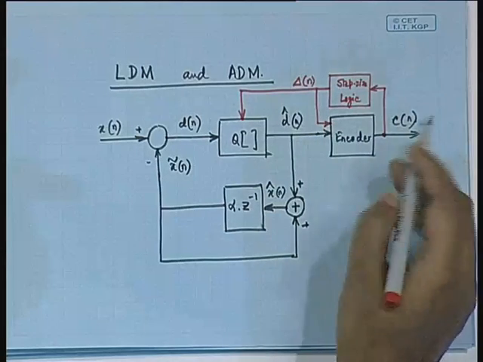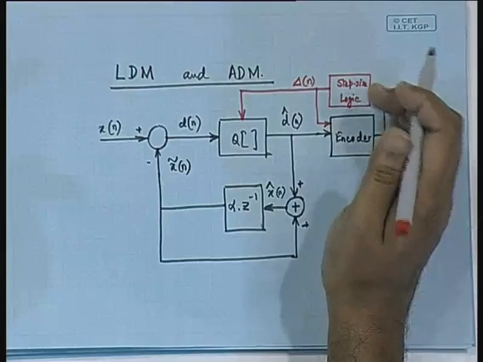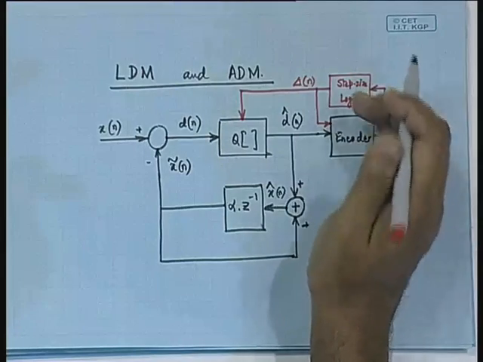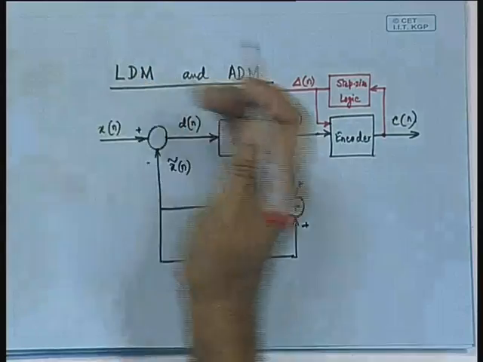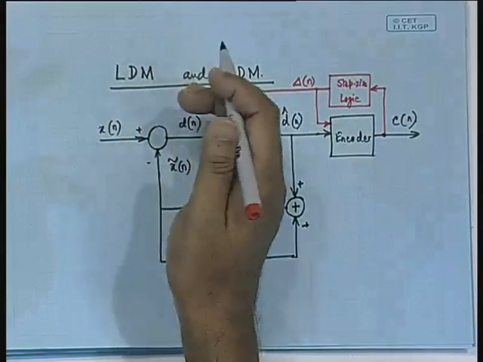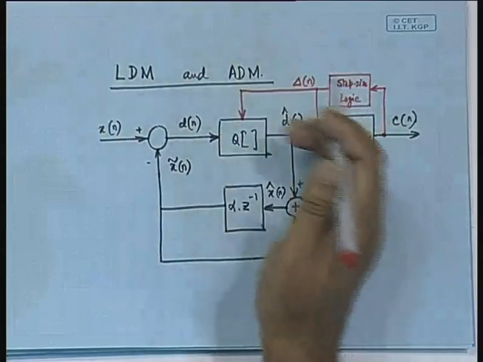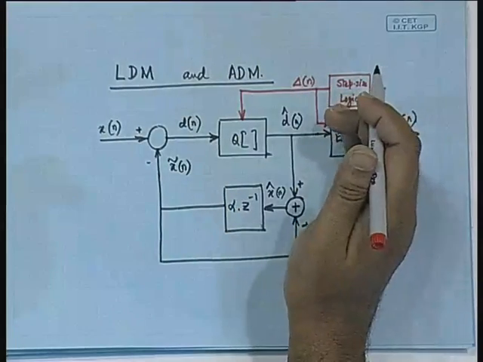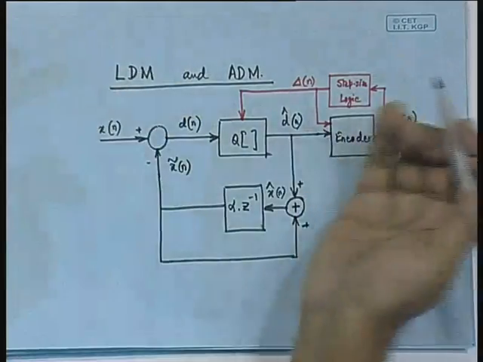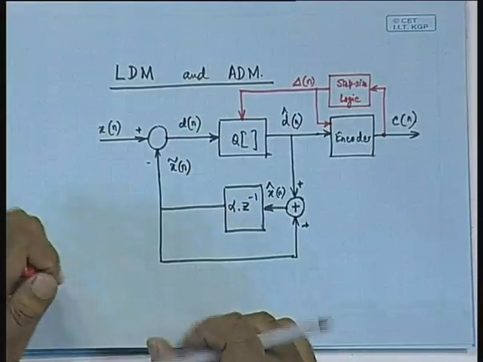So, the only difference is that instead of taking the step size logic signal from C of n, we should get it from x of n. So, x of n is followed by the step size logic block, and then the output will be delta n, which will control this quantizer and the encoder. That would have been the only difference.